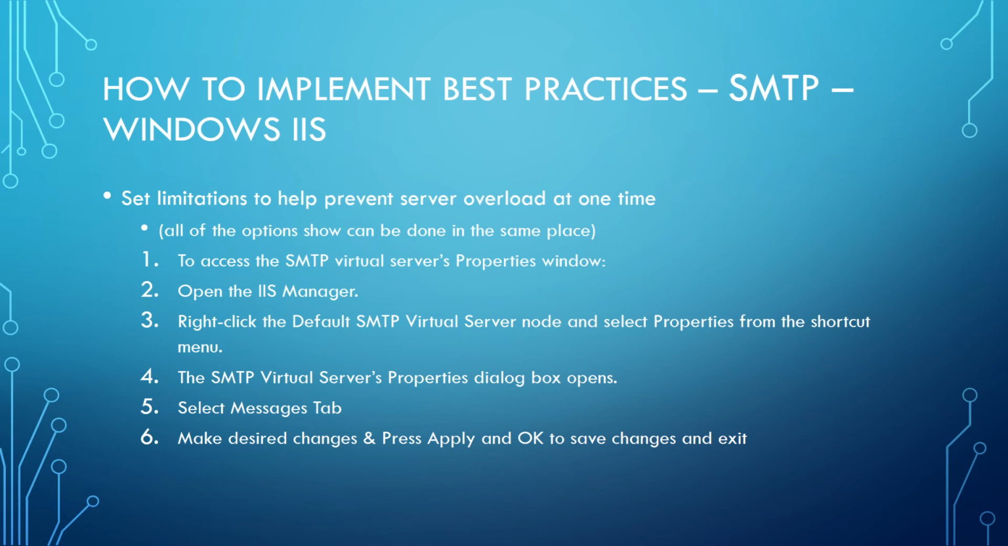Remember we were talking size of message, number of messages per connection, and other options. They are all done in the same place. So you access the SMTP virtual server's property window, open the IIS manager, right click on the server and select properties, select the messages tab, and then you change what options you want to change. Press apply and OK to save the changes and exit.